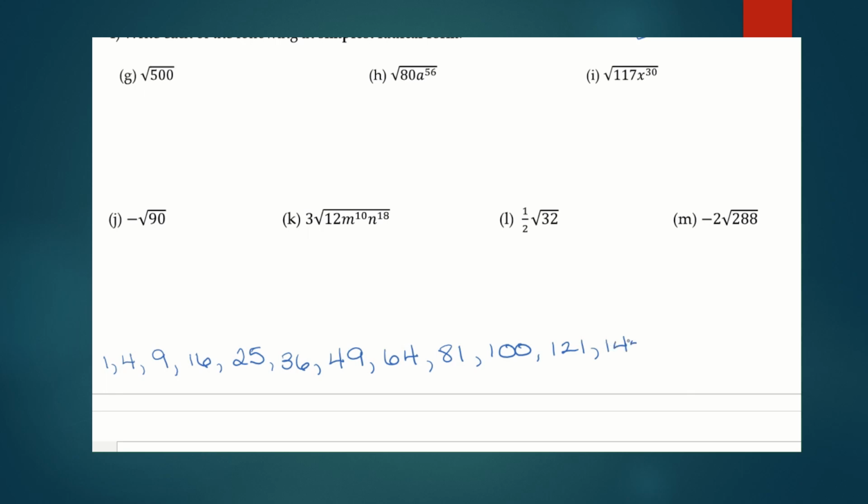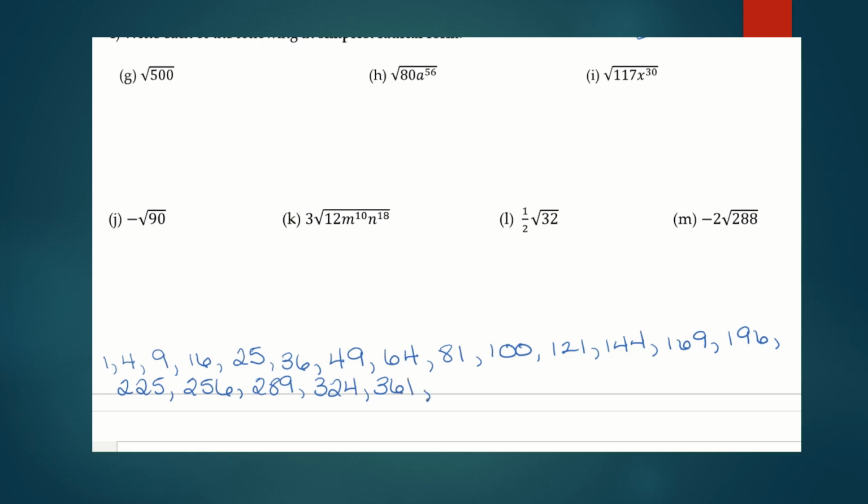Okay, let's see, 12, 13 times 13, 14 times 14, 15 times 15, 16, I can only memorize so many. 16 times 16 is 256. 17 times 17 is 289. 18 times 18 is 324. 19 times 19 is 361.